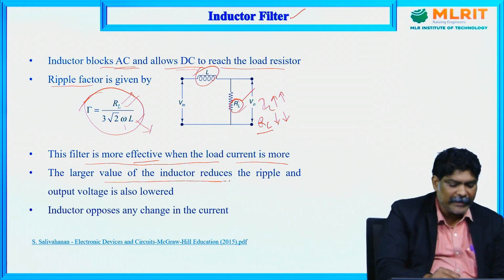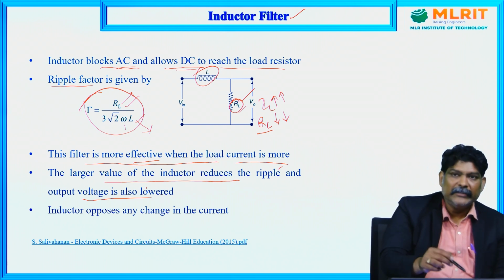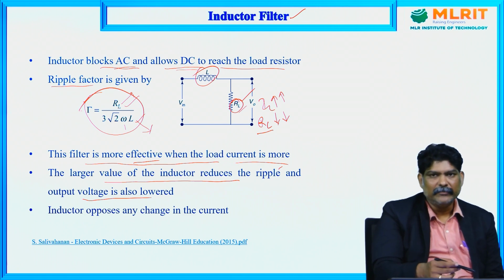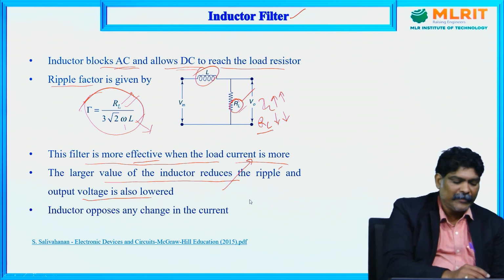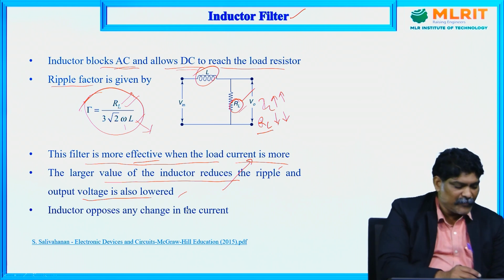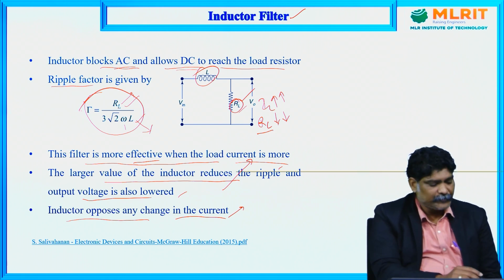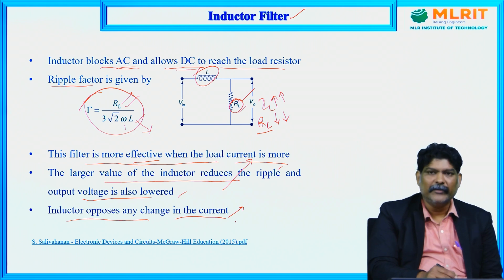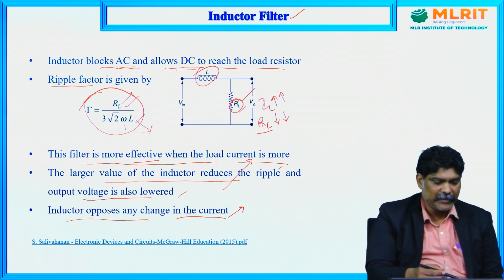The larger value of the inductor reduces ripple, but at the same time the output voltage is also lowered. Another important point is that if you use a large inductor value, of course ripples are reduced, but at the same time the output voltage is lowered because the inductor offers high resistance. Therefore, the inductor opposes any change in the current. This is another important property of an inductor, and with this property we can analyze the inductor filter further.